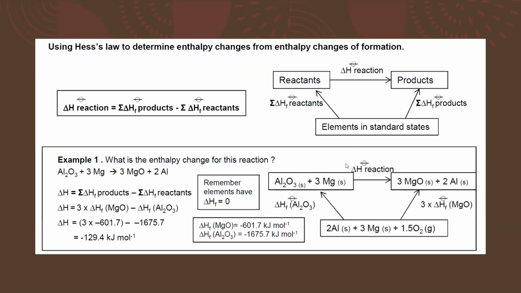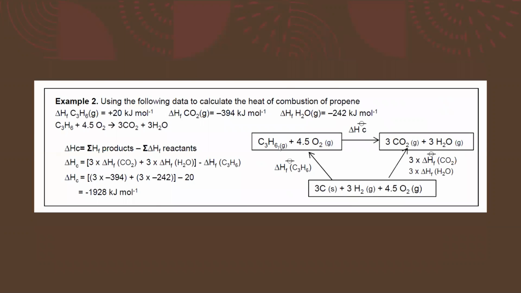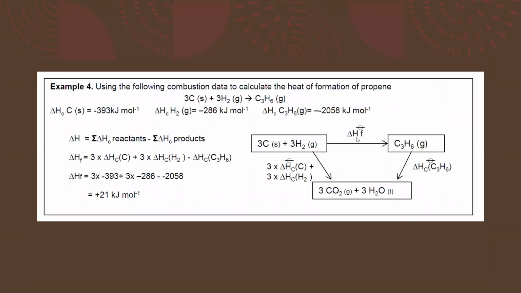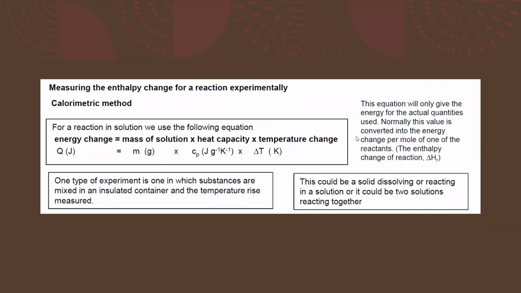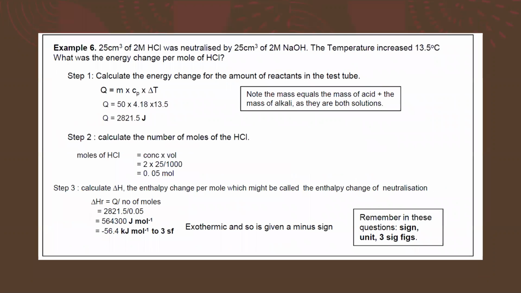If enthalpy change of formation is given, we'll add elements. If combustion is given, we'll write the combustion products. And practically, we can use a calorimeter to find the enthalpy change of a chemical reaction. E equals Cm delta T, we'll get the energy, and energy divided by moles, we'll get energy change per mole.